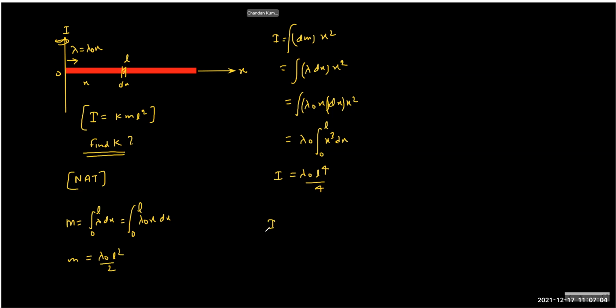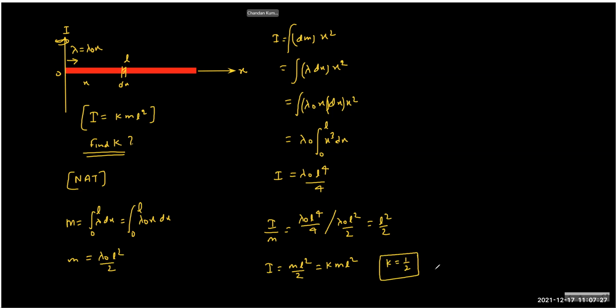So now we can write I by M as lambda naught L power 4 by 4 divided by lambda naught L square by 2, which is L square by 2. So the I is ML square by 2. Now if you compare with K M L square, the K turns out to be 1/2. So 1/2 is the right answer.